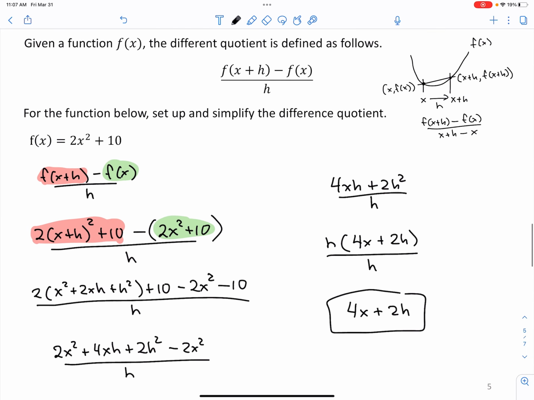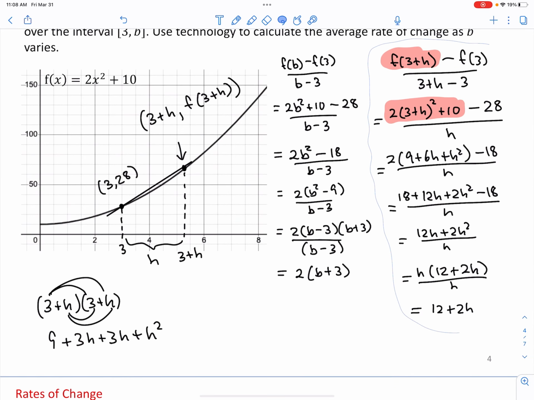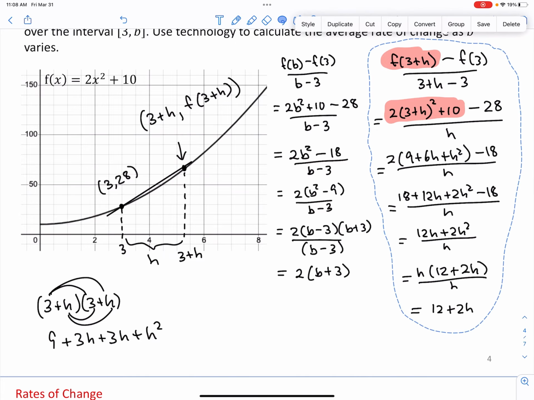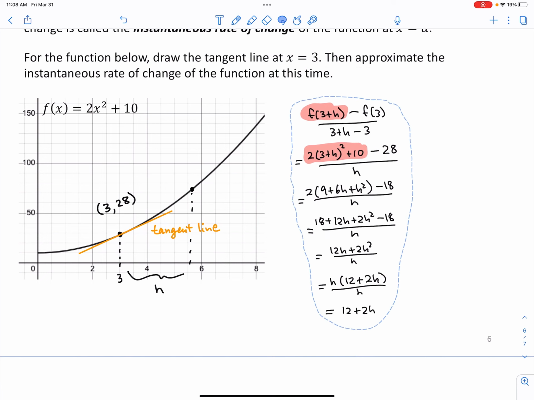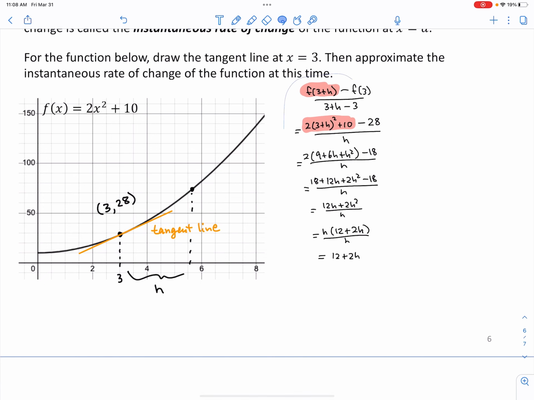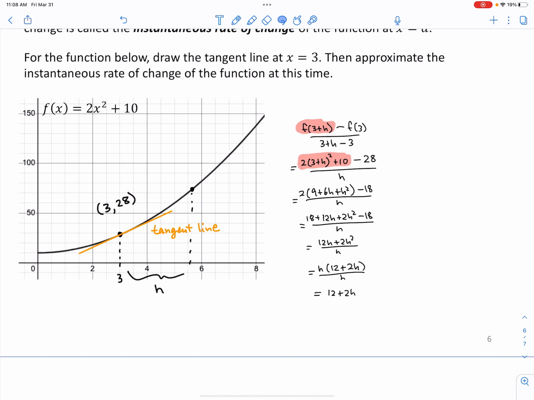So I'm going to borrow the work that we did up here. All of this work we would want to do again. So I'm just going to copy and paste it down here in our notes. Let me shrink it down a little bit. And this was a formula that gave me the slope of the secant line. We'll say m of secant line. And we're going to use this simplified version to calculate it, this 12 plus 2h.